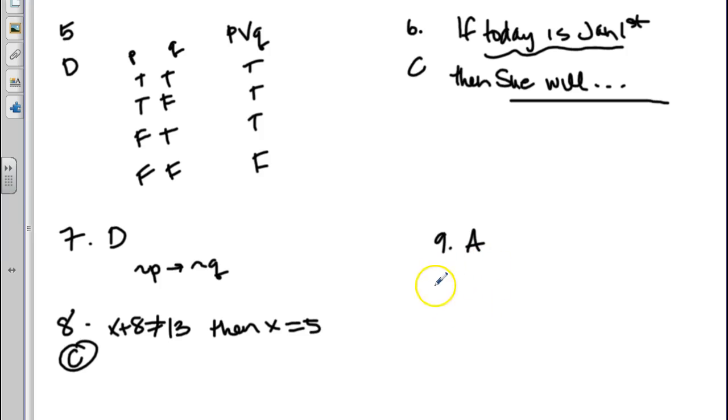Number 10. Number 10 is D. The statements do not follow because you have P, then Q, so sparrows fly, and then you have R, then Q, robins fly, and then you have sparrows or robins. That is not a logical conclusion, so that is D. Statement 3 does not follow. All right, number 11.